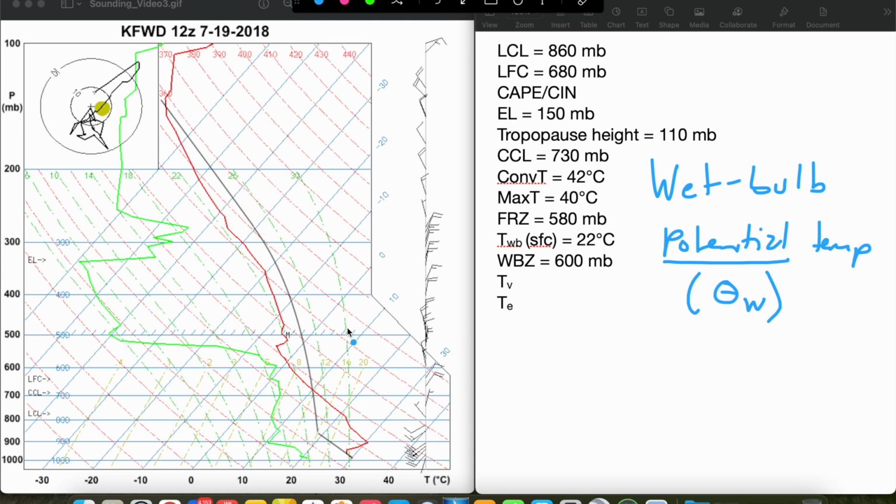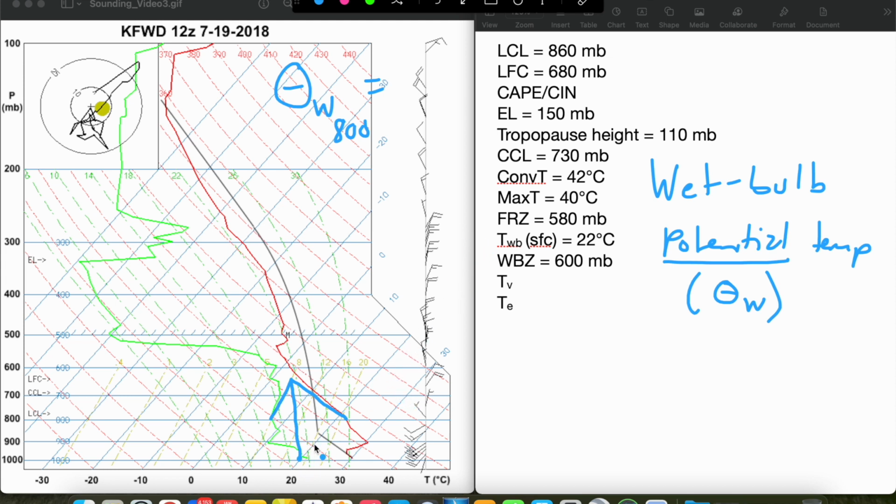So let's find the theta-w at 800 millibars. All we do is we find the LCL. Of course, we've done this a few times here at 800 millibars. We follow the dry adiabat up, follow the mixing ratio up from the dew point, and where those two intersect is the LCL. Then we bring it back down to 1,000 millibars along the moist adiabat. So we're going to parallel the moist adiabat all the way back down to 1,000 millibars. And the temperature at that point is your theta-w.